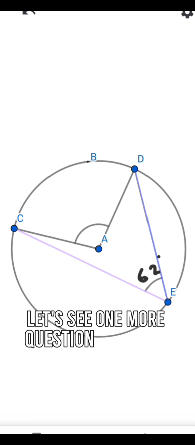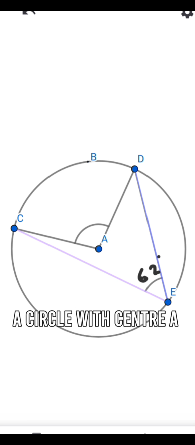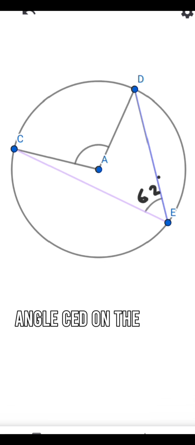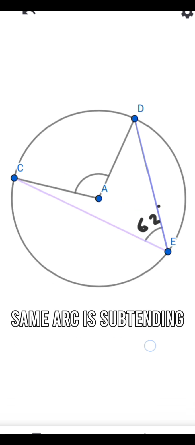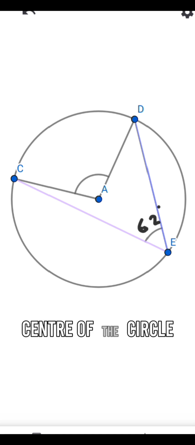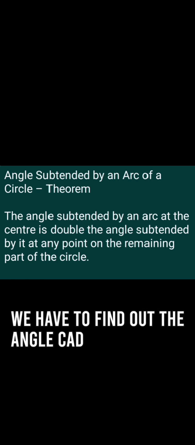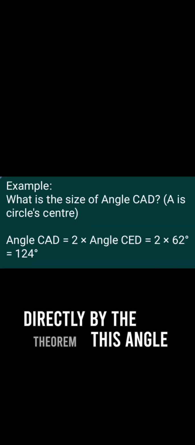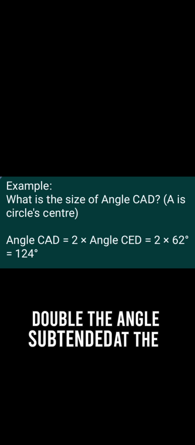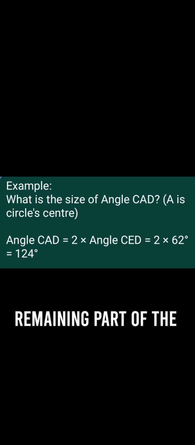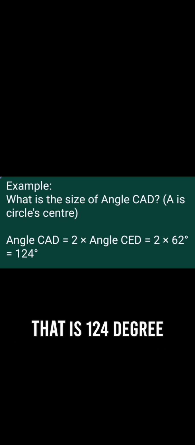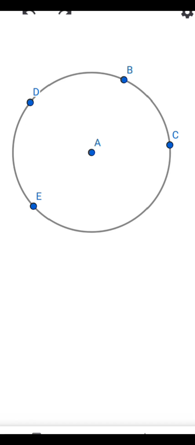Let's see one more question. A circle with center A, arc CD subtending angle CED on the circumference of the circle. The same arc is subtending angle CAD at the center of the circle. We have to find out the angle CAD. So directly by the theorem, this angle subtended at the center would be double the angle subtended at the remaining part of the circumference. Angle CAD will be double of angle CED, that is 124 degree.